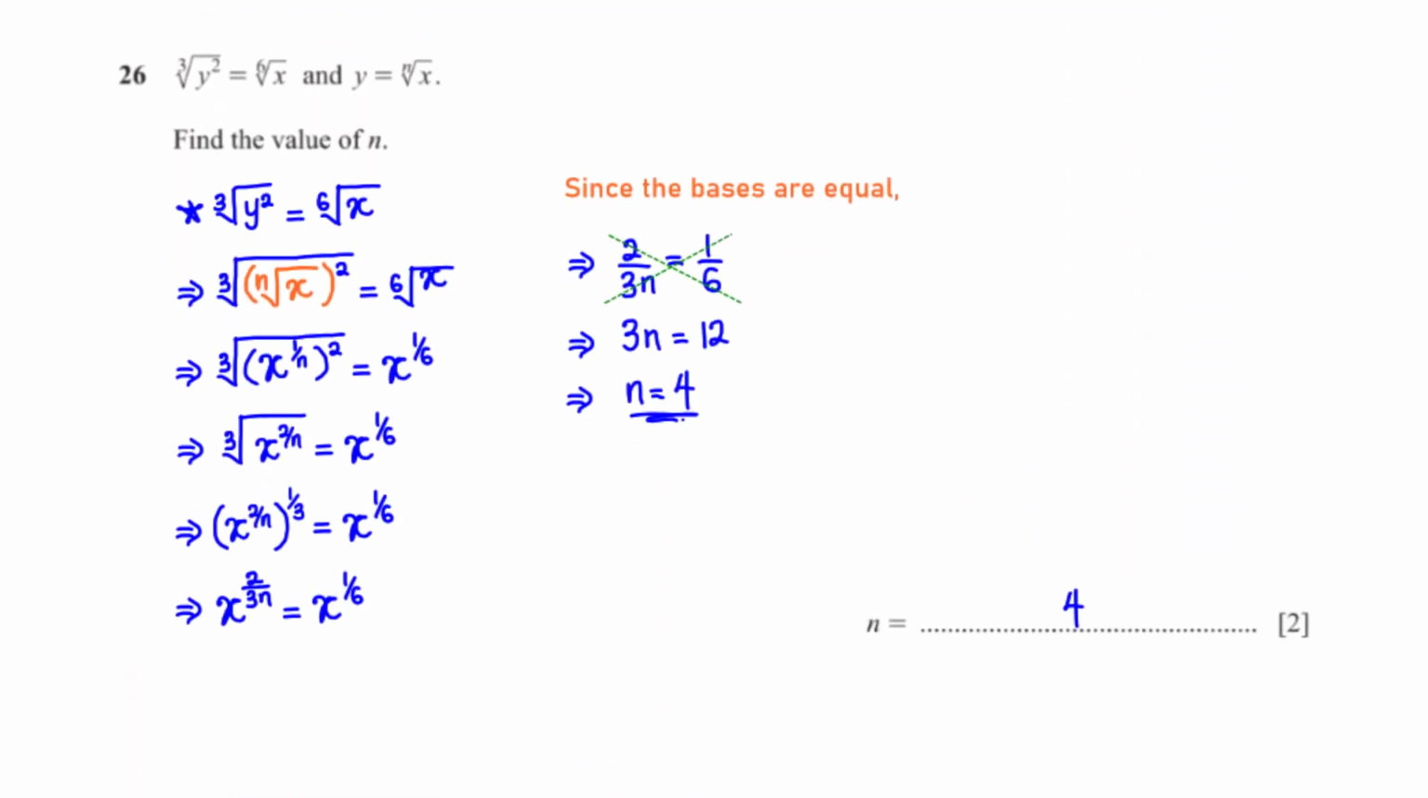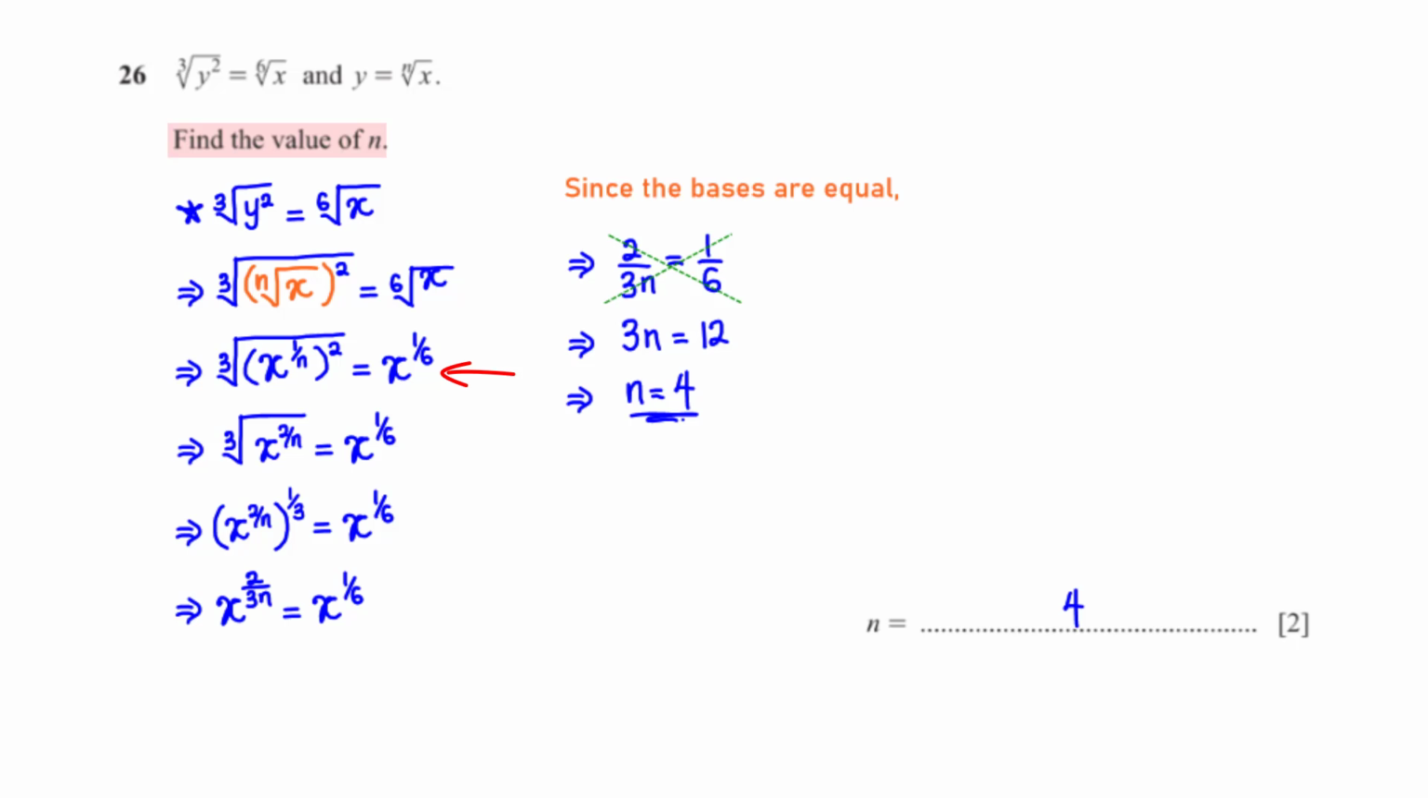The cube root of y squared is equal to the 6th root of x, and y is equal to the nth root of x. Find the value of n. To find the value of n, we need to rewrite the equation as powers of x so that we can compare the indices. So first, we replace y with n root x. N root x can be rewritten as x raised to the power 1 over n, and 6th root of x can be rewritten as x raised to the power 1 over 6.